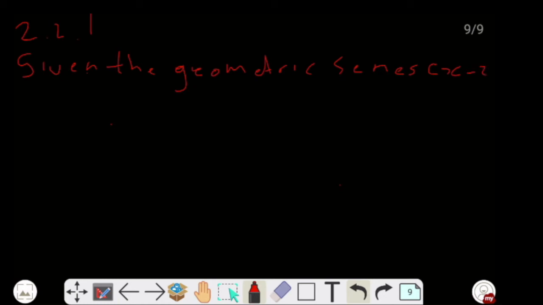Alright, the next question is 2.2.1, and then it says, given the geometric series, x minus 2 close bracket plus x squared minus 4 close bracket plus x cubed minus 2x squared minus 4x minus 8, it says plus dot dot dot, right?